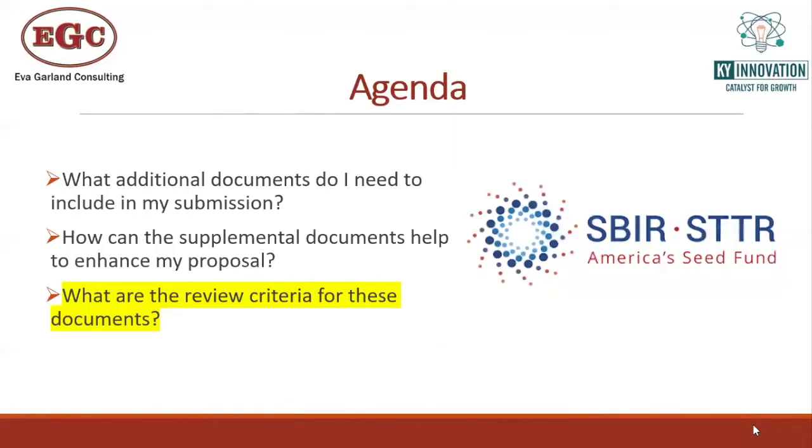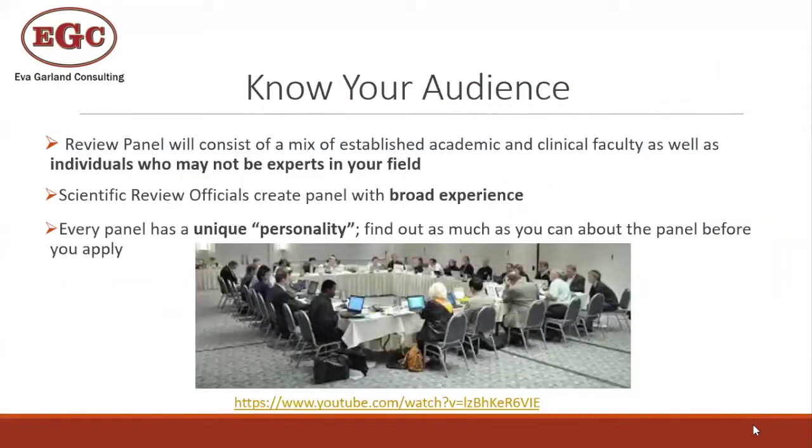So as I've alluded to already, it's important to develop an understanding of the review criteria for these documents to maximize their impact. In developing any research proposal, it is essential to know your audience. Most review panels will consist of a mix of established academic and clinical faculty, as well as individuals who may not be experts in your field.